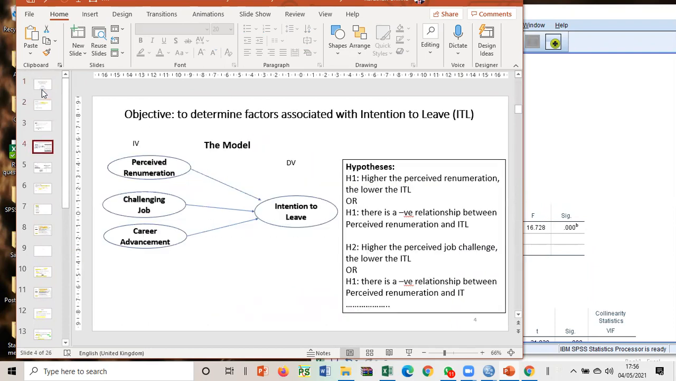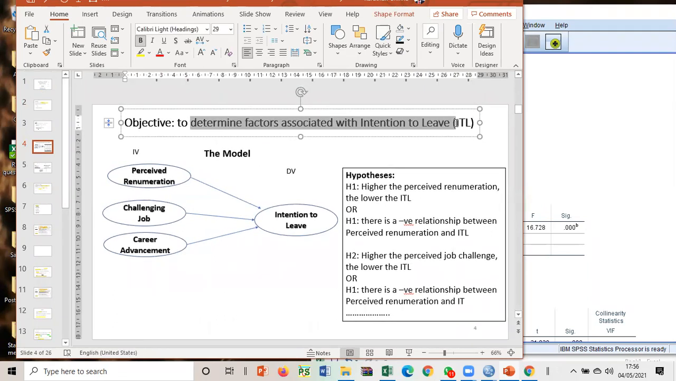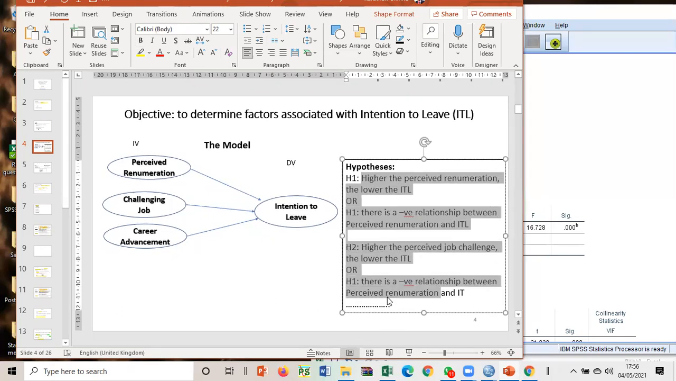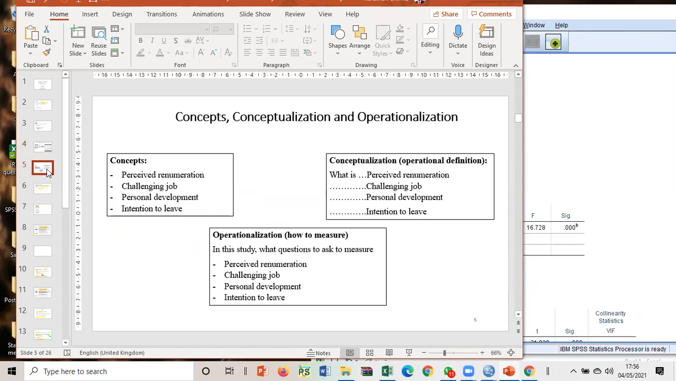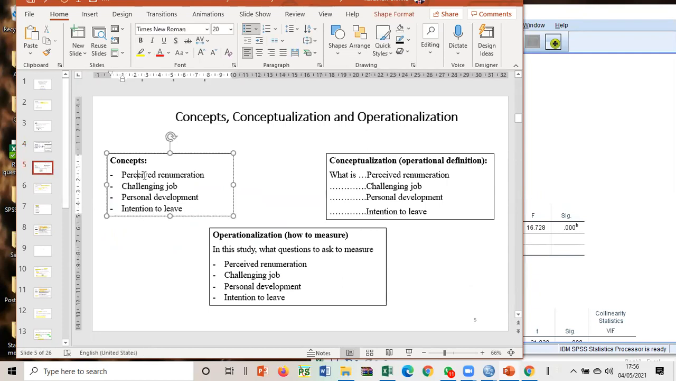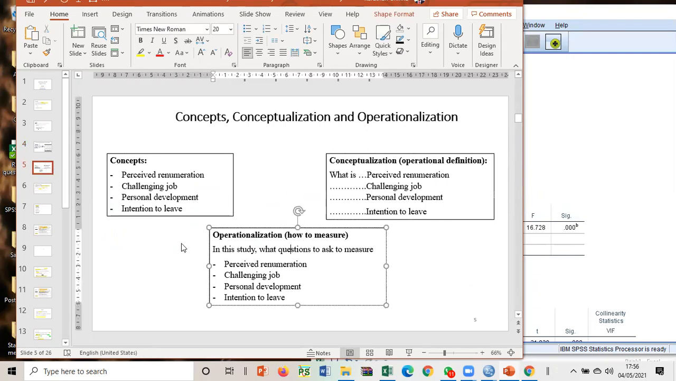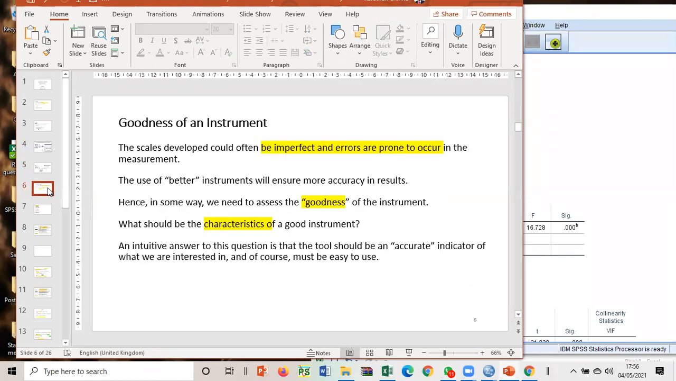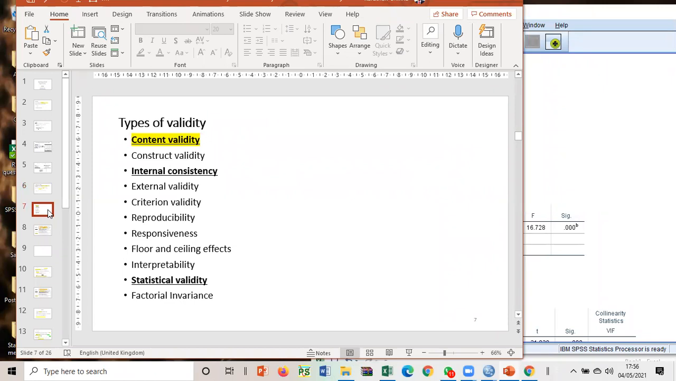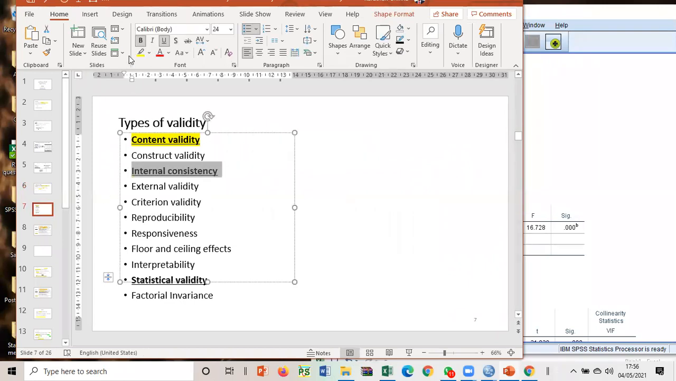Right? We wanted this. We wanted to answer this question. This is my model. These are my hypotheses. So where do you start? Explain the concepts and how we measure them. So we did the instrument, the questions. In this case, we test, number one, internal consistency, and also statistical validity through factor analysis.